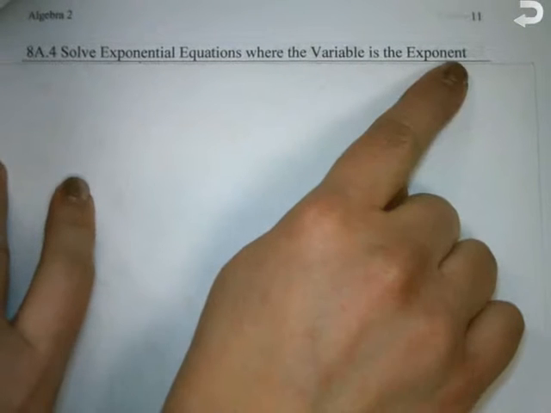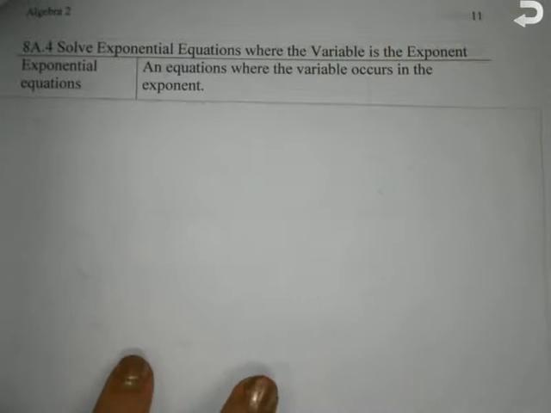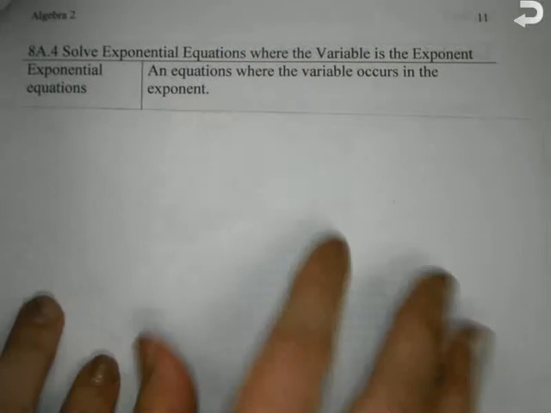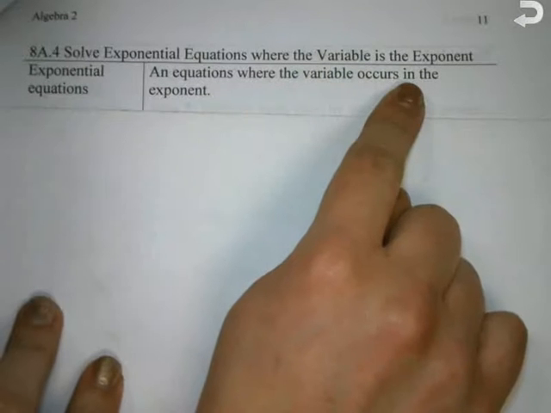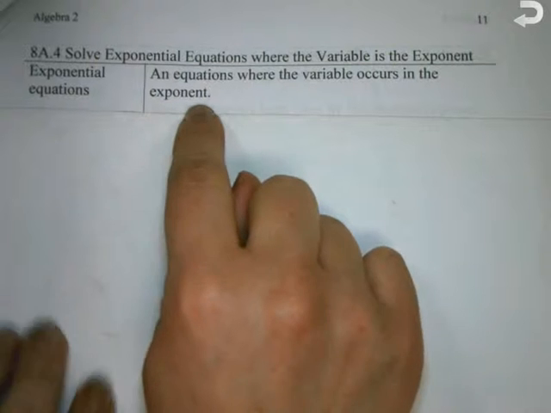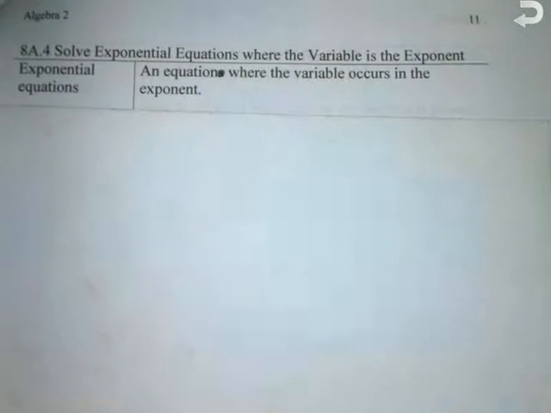Alright, so for lesson 4, we're solving exponential equations when the variable is in the exponent. We've been graphing them, now we're actually going to solve for the variable, okay? Just to redefine what an exponential equation is: an equation where the variable occurs in the exponent. That means we have something like 3 to the x. Those are the things that we've been graphing, but we haven't been solving them yet.